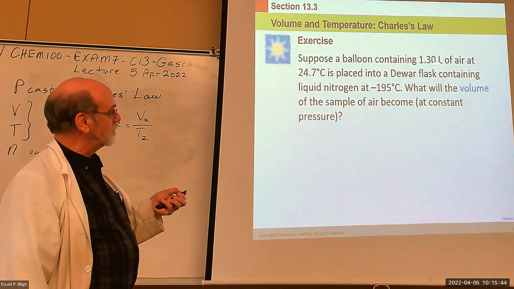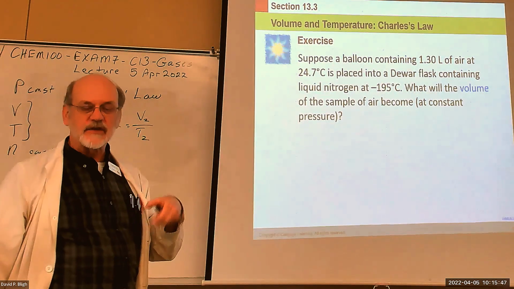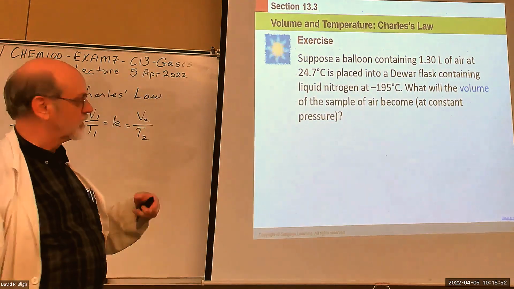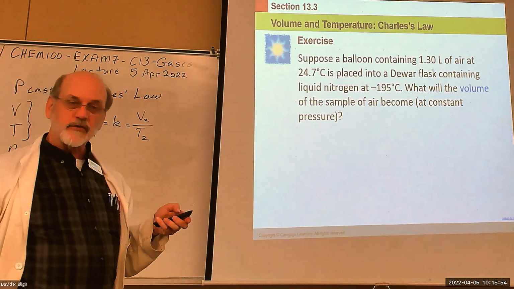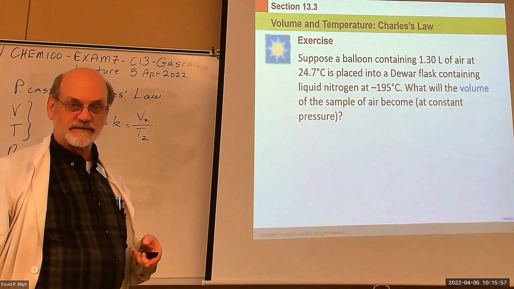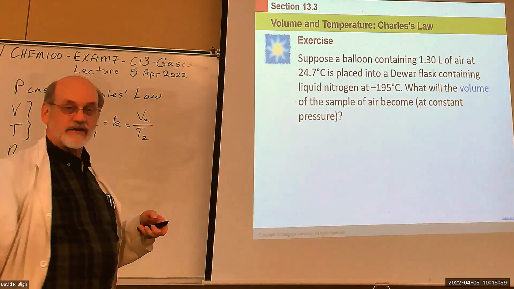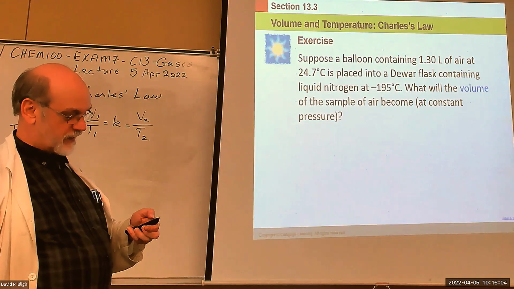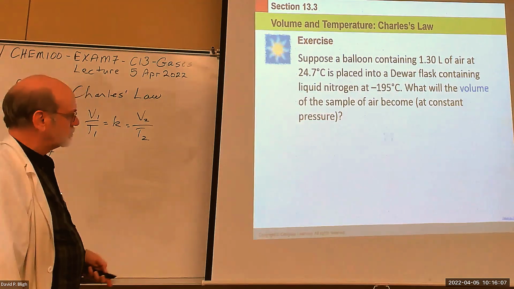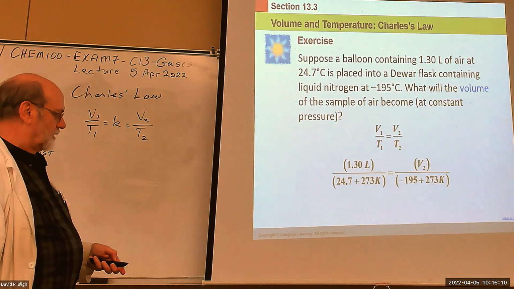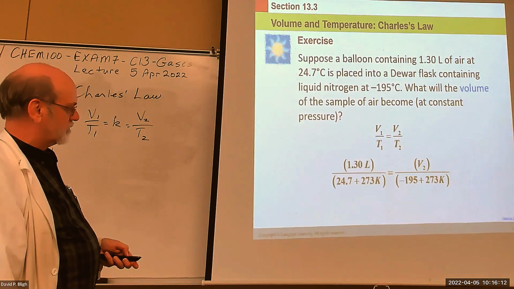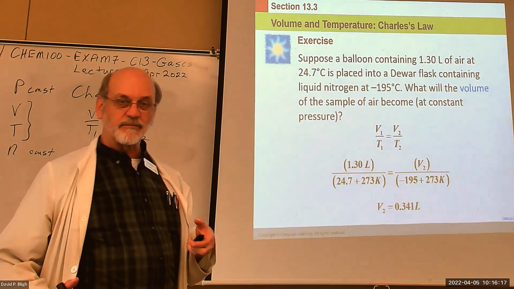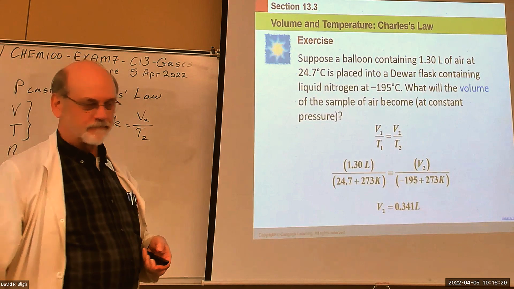1.3 liters volume, and 24.7 plus 273 is the temperature. And then after, the temperature is 273 minus 195. And the unknown is V2, the second volume. So you can solve that one. There it is. There's your relationship, solving for V2. So the balloon has shrunk from 1.3 liters down to 0.3 liters.